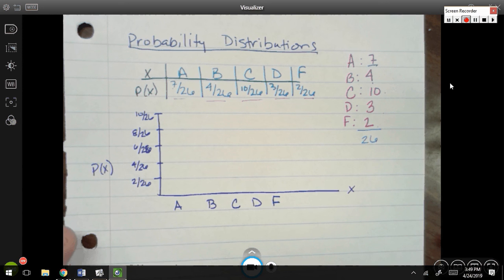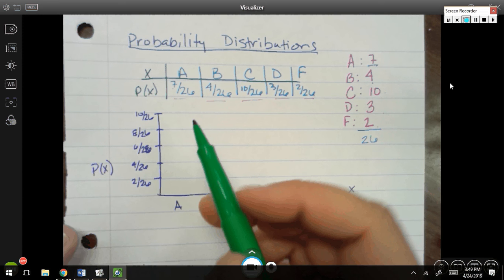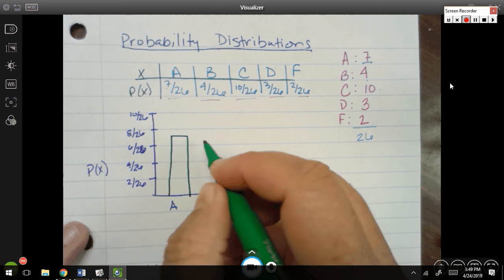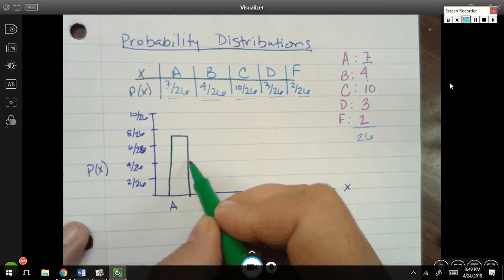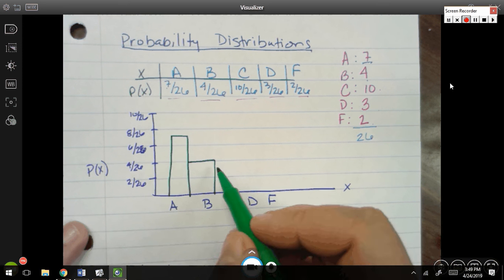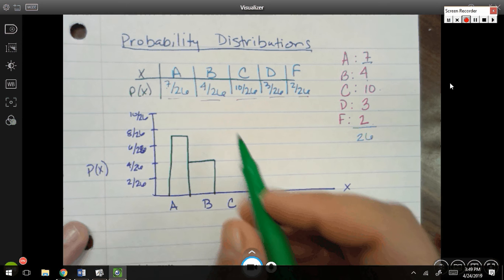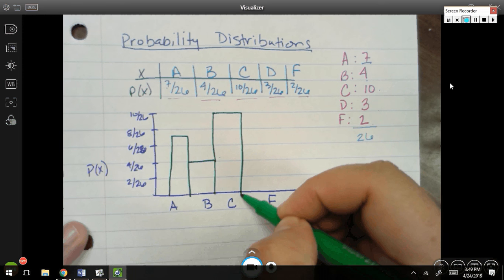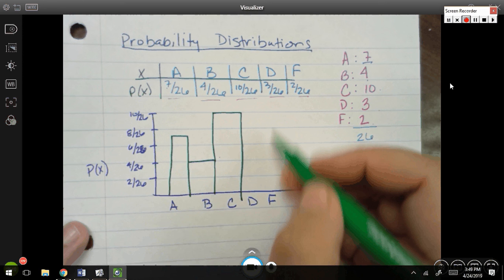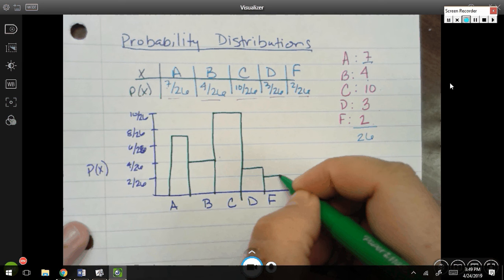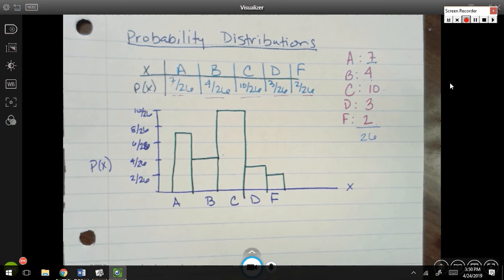And so let's just graph. For A, 7 out of 26, so I'll come up to 7. B is going to be 4. C, I didn't make my first bar there quite wide enough, but that's okay. C will go up to 10. D will be 3. And F is 2. Okay, so as you look, you can tell a lot of things by looking at the histogram, and that's why they're really convenient and really handy.